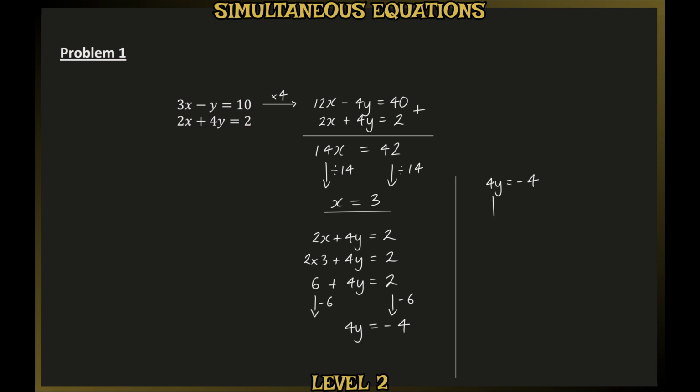Finally, we can remove the times 4 from in front of the y by dividing by 4 and doing the same on the other side. And on the left, the times 4 and the divide by 4 cancel out to leave us with y, and on the right, minus 4 divided by 4 is minus 1. So y is equal to minus 1. And this means that our final answer to problem 1 is x equals 3, y equals minus 1.